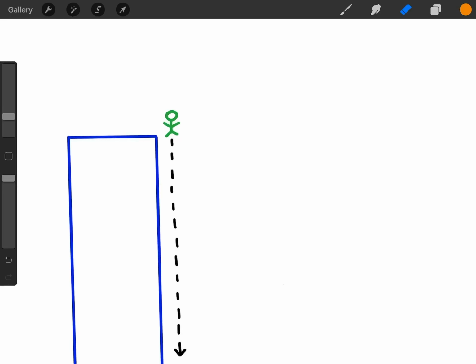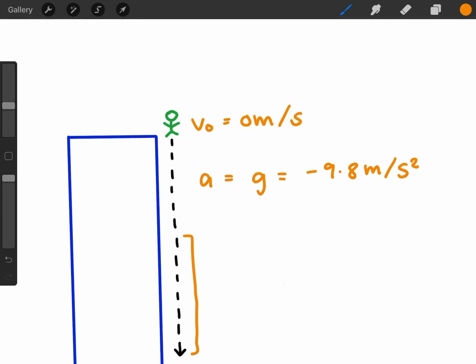Since Green Lantern is falling freely from rest, we know that our original velocity is equal to 0 meters per second. Since this is a free-fall problem, we also know that the acceleration is equivalent to gravity, which is negative 9.8 meters per second squared. Now here's the catch. We are only given the time for the second half of his fall, which is equal to 1 second, but we are asked to find the height.